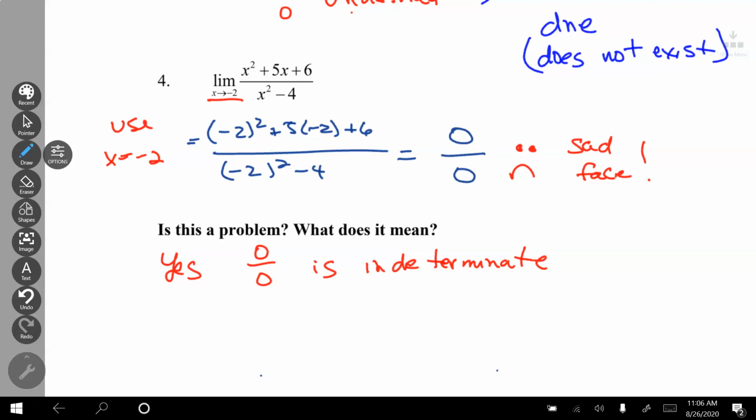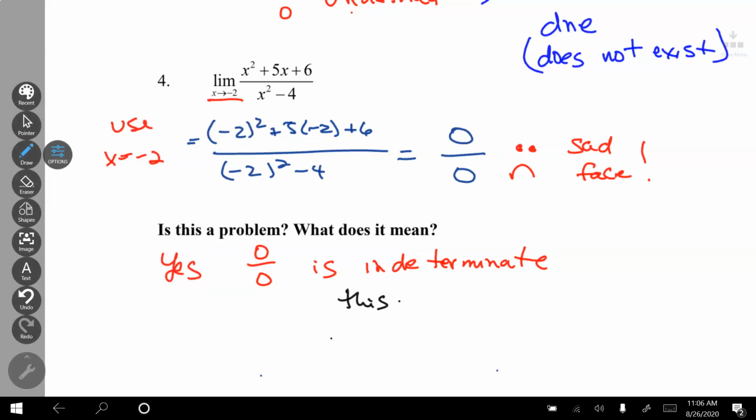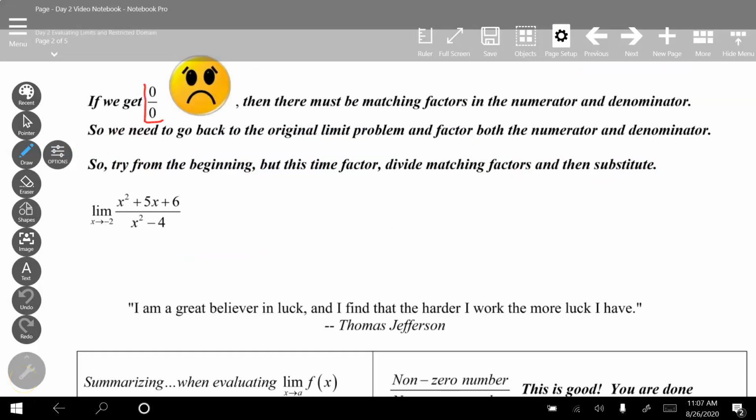Use your smartphone and ask Siri, what's 0 divided by 0? And she'll tell you indeterminate, or she may tell you a sad little story about Cookie Monster. Here's the problem. This tells you nothing. That's one reason why you're sad. And here's another reason. You've got to do more work. 0 over 0 tells you nothing, and you have to do more work to figure out the limit. So that's what we're going to work on the next page. So 0 out of 0 is a very sad thing to get.